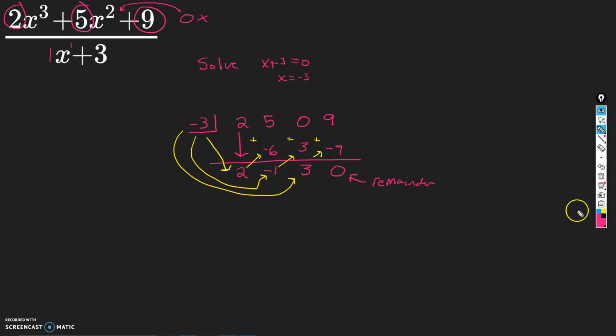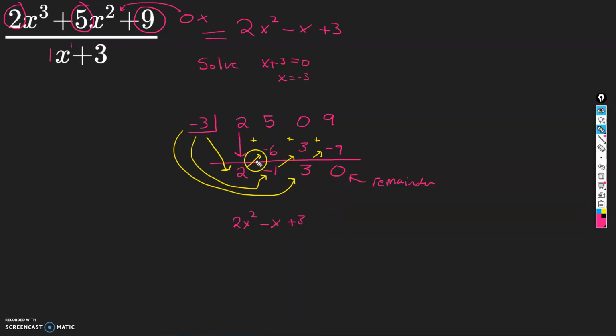Okay, so by synthetic division, 2x cubed plus 5x squared plus 9 divided by x plus 3 equals 2. My leading coefficient was a 2. I dropped the power by 1 to x squared minus x plus 3 plus 0 remainder. So that guy became 2x squared. This guy became minus x. This guy became plus 3, and then no remainder.